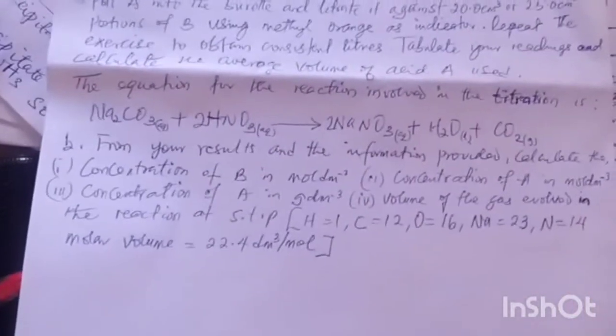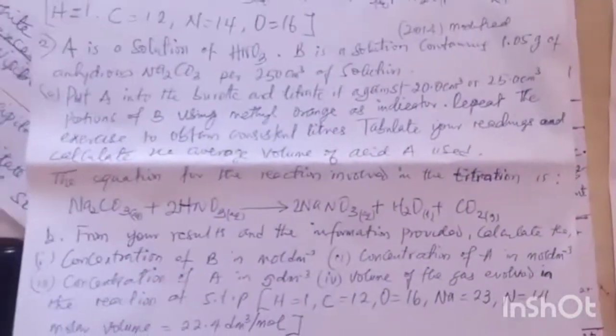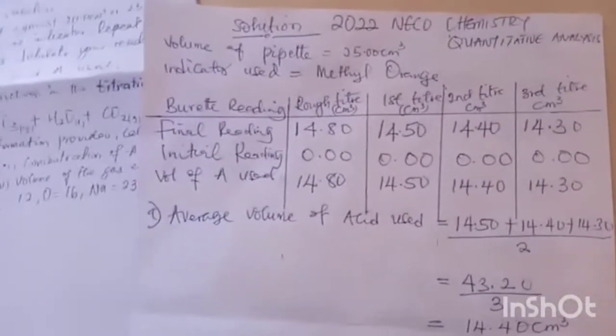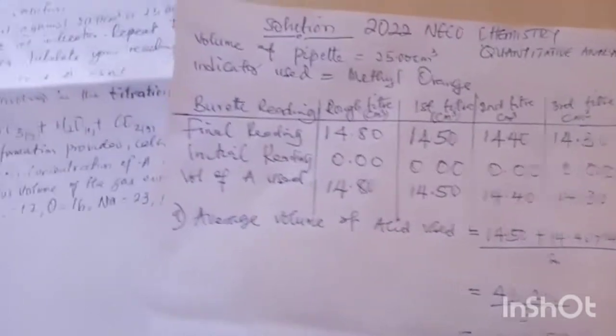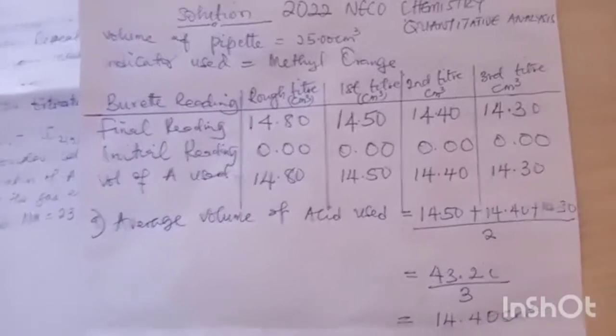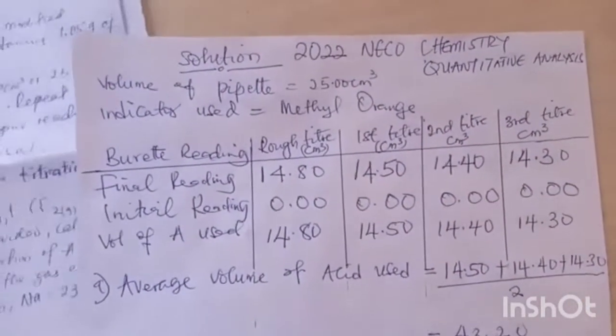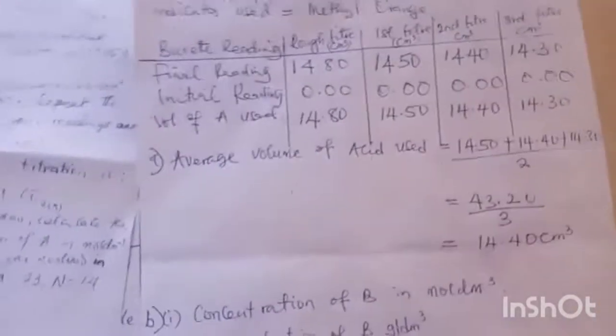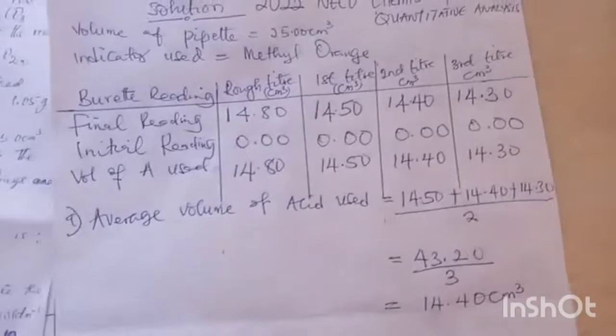So these are the information that we are given from this particular question. All right, so let's go straight into the solution. So here I have my table already prepared. As I said before, I've already done the titration in the lab. Probably in a separate video I'm going to show us how I actually got my readings. So this is my table of readings.